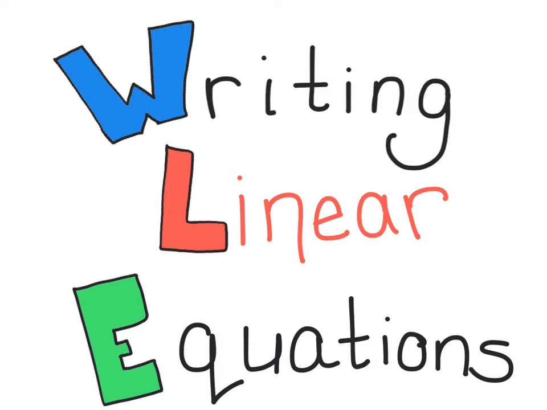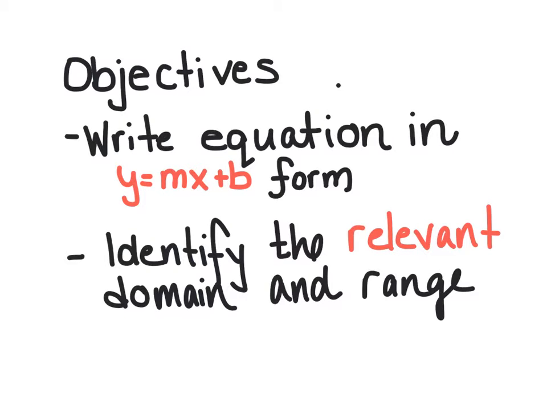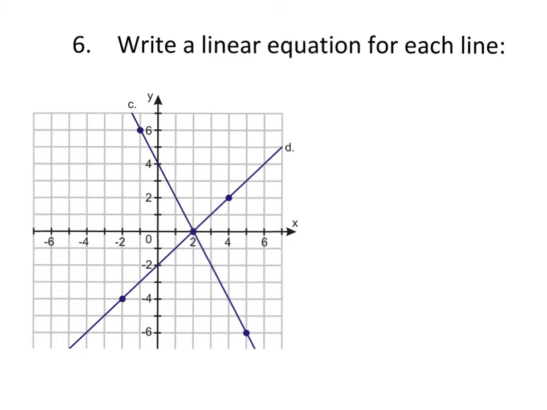In this lesson, we are going to review how to write linear equations. We have two objectives. We are going to learn how to write equations in y equals mx plus b form, or slope-intercept form. We are also going to learn how to identify the relevant domain and range. So we're going to continue completing our guided notes from our previous module, and in this one we're told to write a linear equation for each line.